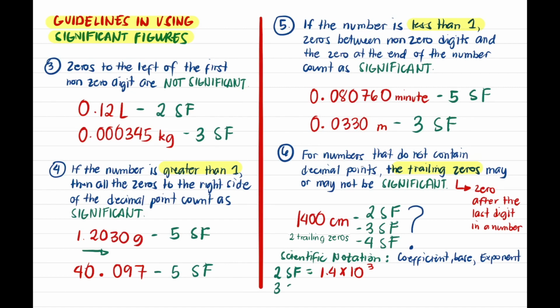For 3 significant figures, we will have 1.40 times 10 raised to 3. So ang significant figures ay 1, 4, and 0. For 4 significant figures, we will have 1.400 times 10 raised to 3. So we will have 1, 4, and 2 zeros as significant figures.